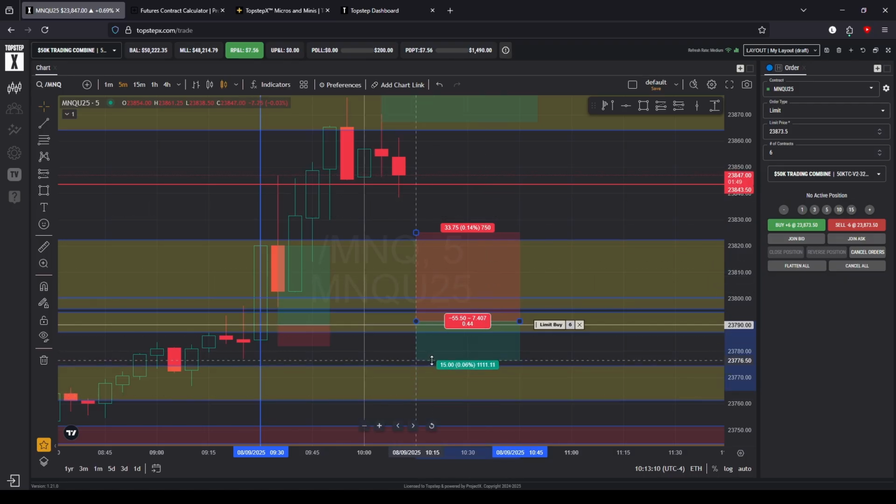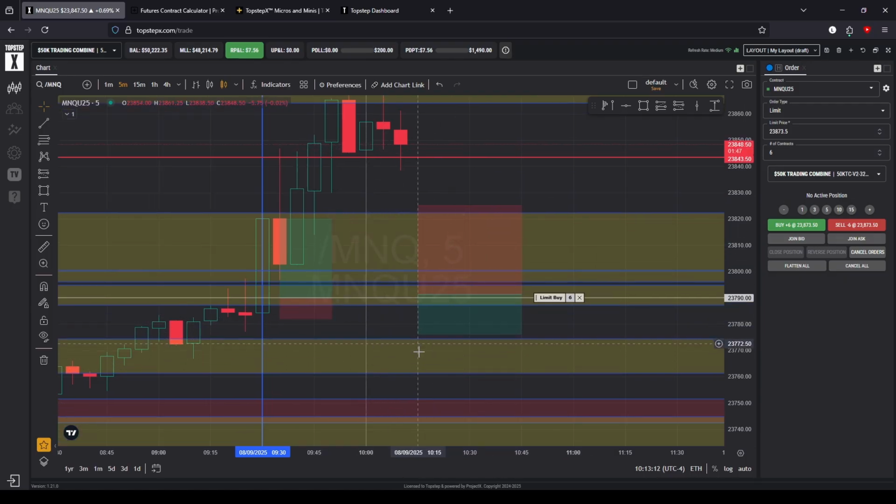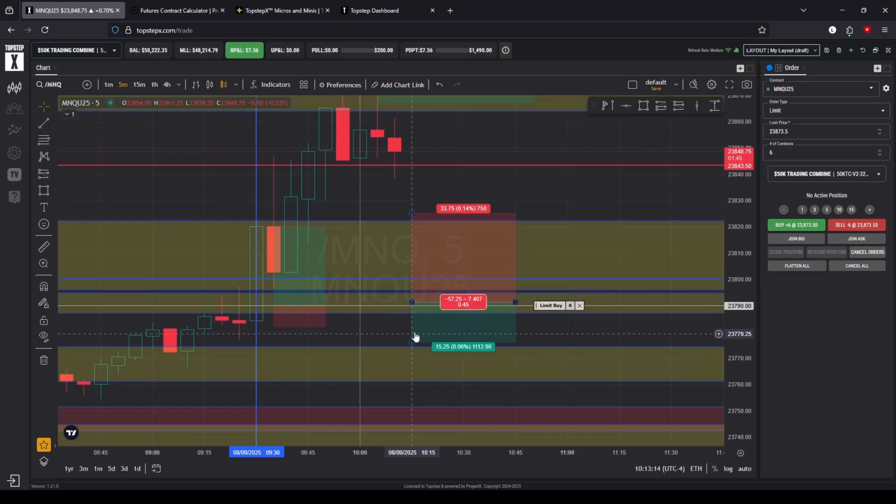And I'd have my take profit here before this box down here. So, see, the profit factor is like 0.45. So it's not even a one-to-one trade. It's just not a good idea.